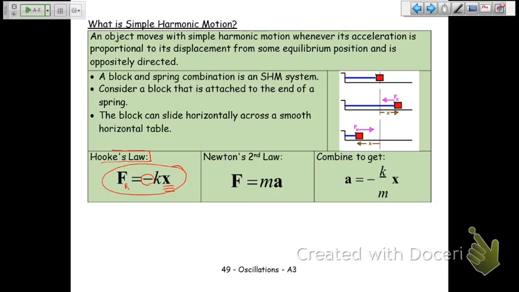Hooke was a contemporary of Newton. He was 7 years older than Newton. Hooke was responsible to a large part for the establishment of the Royal Society, which is the first peer-reviewed science society. It's still in existence today.